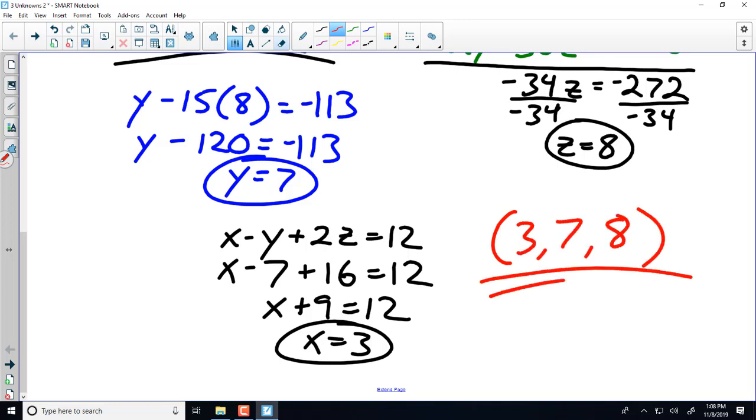And that is the correct answer, everyone. But if you have extra time, you should check that in the original 3 equations to make sure it works.